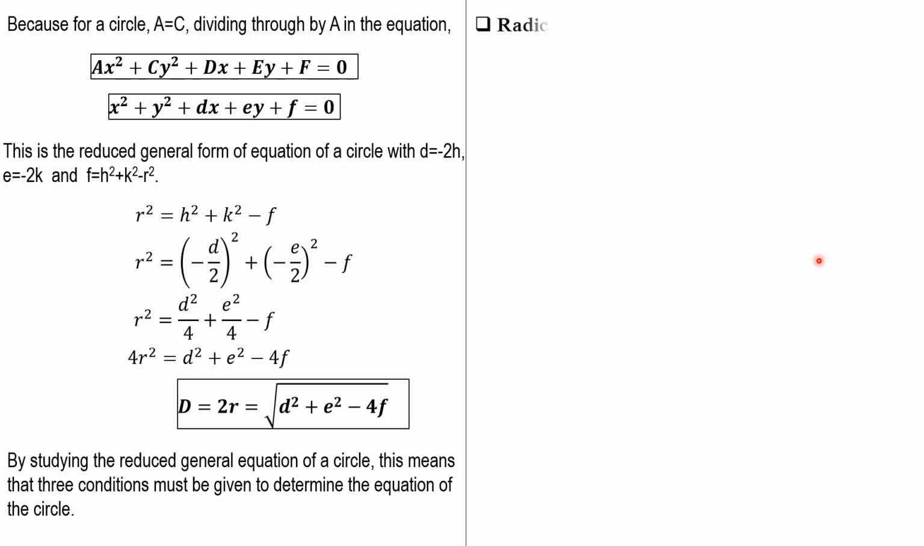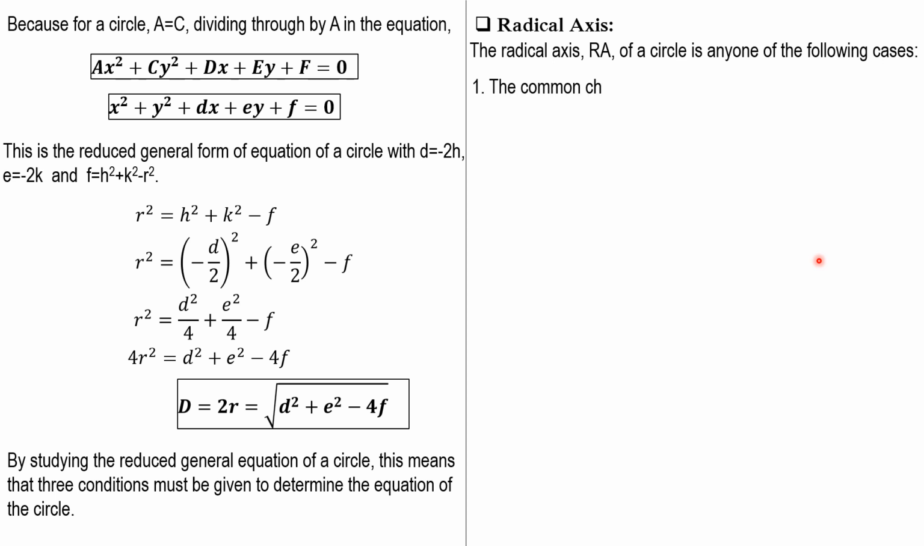Then we define the radical axis of a circle. The radical axis, capital R, capital A, of a circle is any one of the following cases. So it may be the common chord of two intersecting circles, or the line through the points of intersection between two intersecting circles.